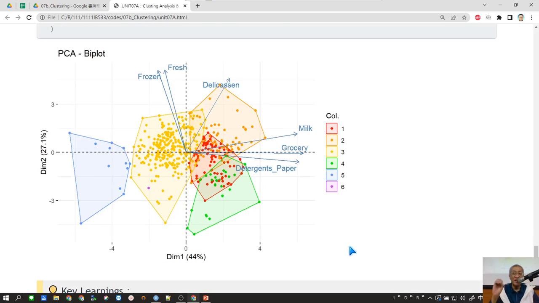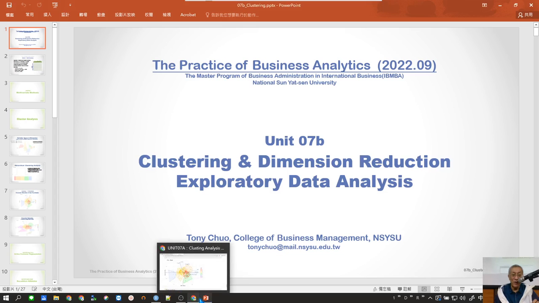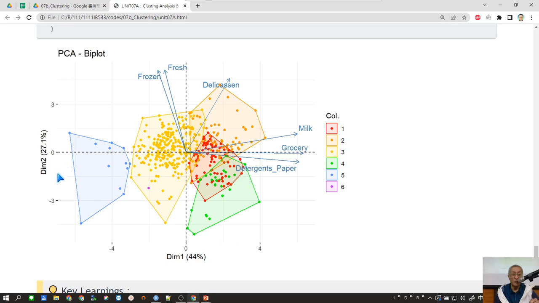At the end of the analysis, each point represents a retailer. Each point is a retailer, and each color is a group. So we separate all of these 440 retailers based on the product they buy. We want to separate these 440 retailers into 5 groups, based on the product they buy.